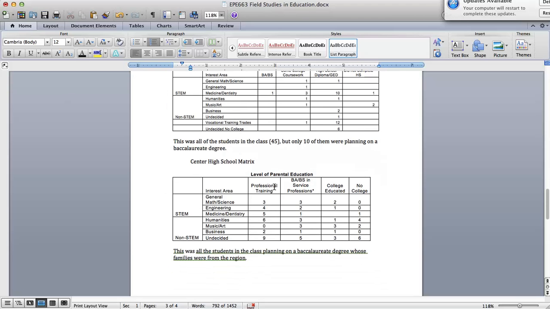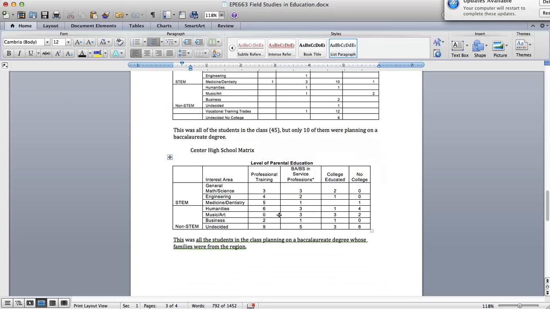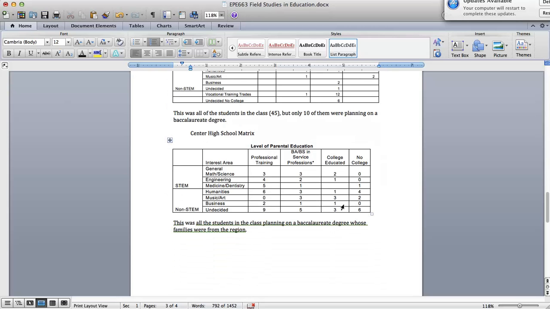In the center school, this is only including the students who were in my pool. I had already taken out the students who I was not including. And you can see where they're much more distributed. There were no high school dropouts. There were some who had not gone to college at all, but most were college educated in the different areas, and some with professional graduate training.